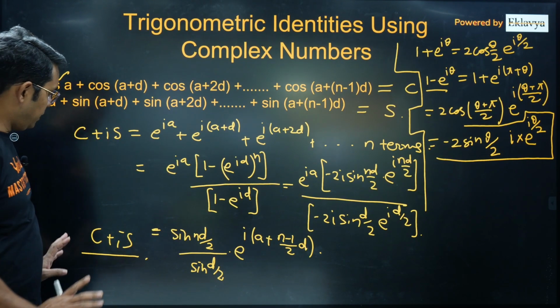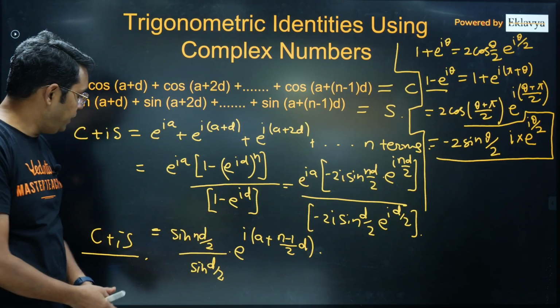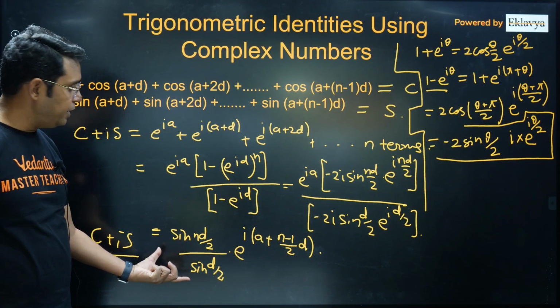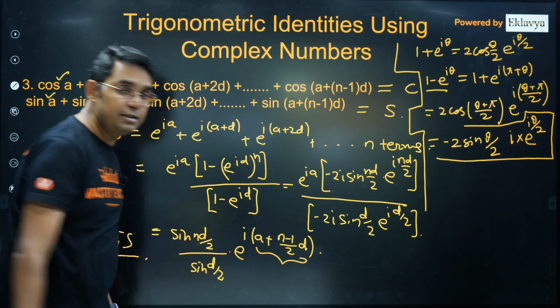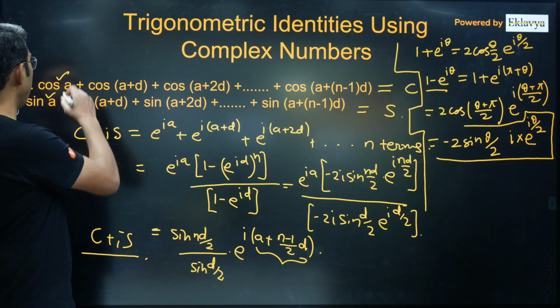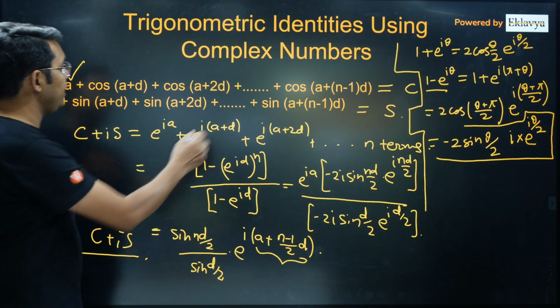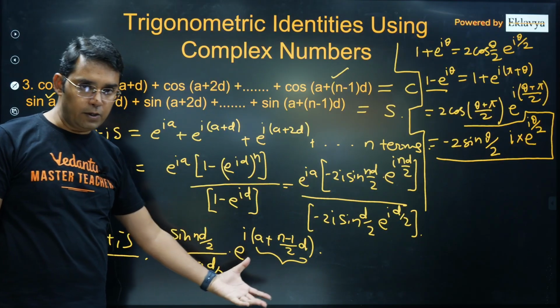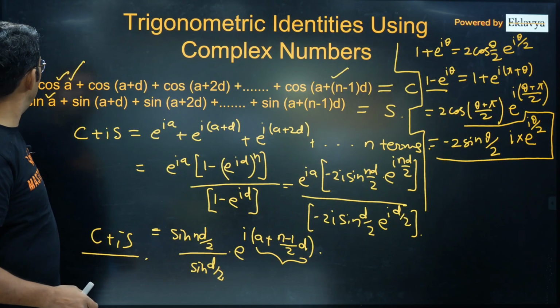You just need to write the real part and the imaginary part. You will get cos and sin. The cos series and sin series will be obtained directly. In fact, here you can check, this angle is always the average of the first angle and the last angle. I will not do it further. It is just writing cos plus i sin, and then it is done. So this is how you can derive it also.